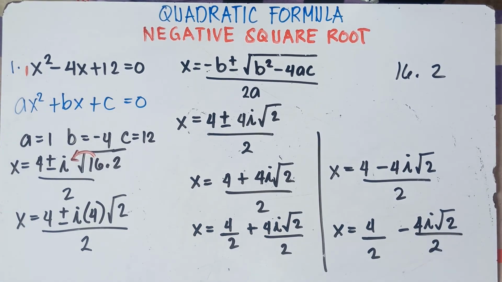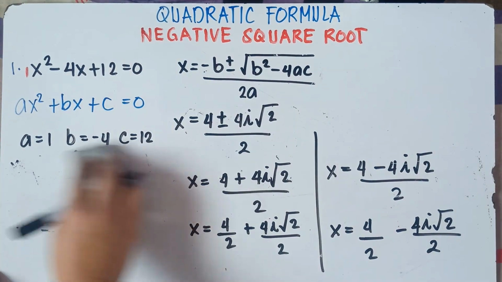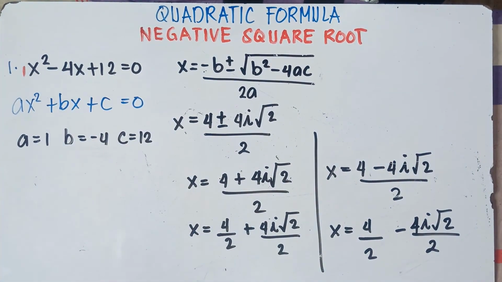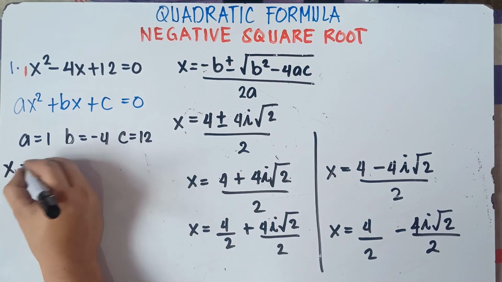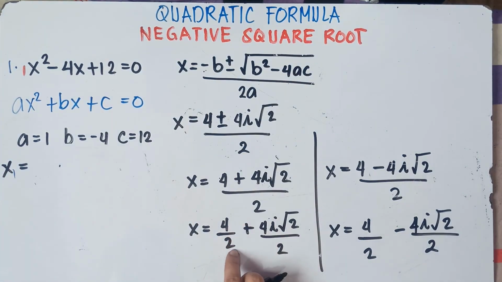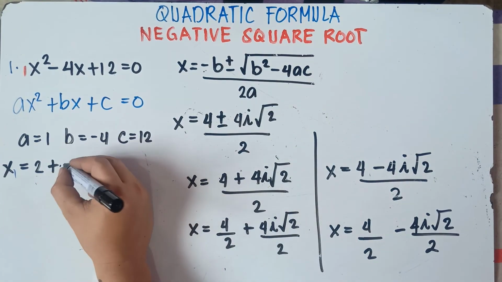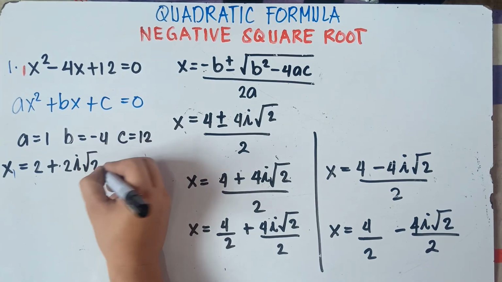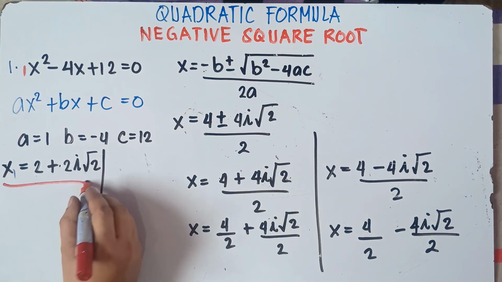Alright, and then the final answer, class. Almost done. Final answer. So let's have x sub 1. This will be x sub 1 equals 4 divided by 2, that's 2, plus, and then we can divide this one, 4 divided by 2, that's 2i square root of 2. So this is the first answer: 2 plus 2i square root of 2, x sub 1.